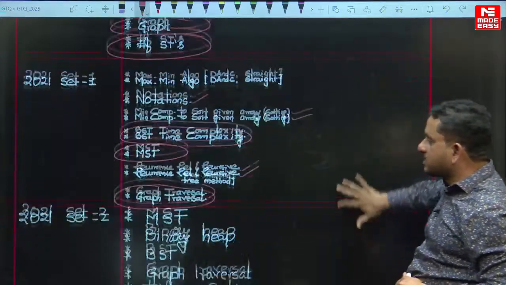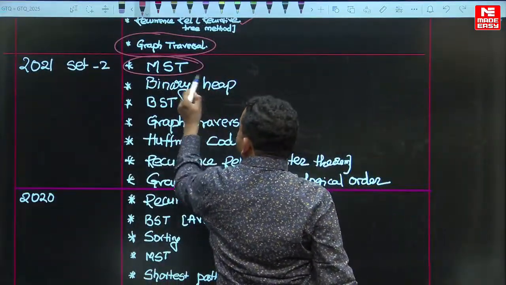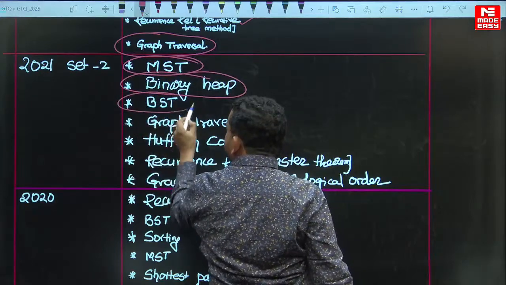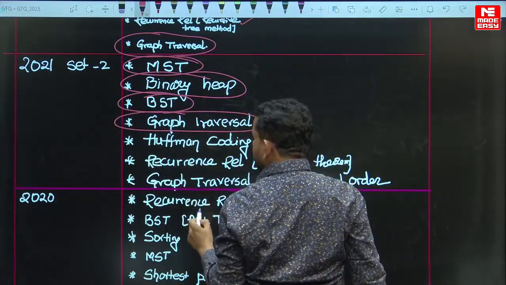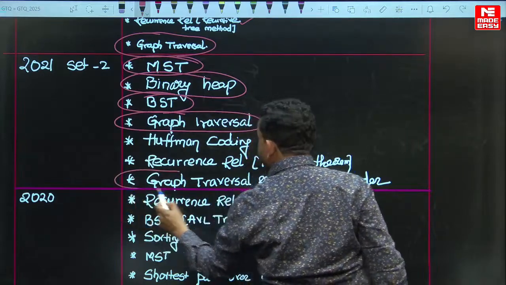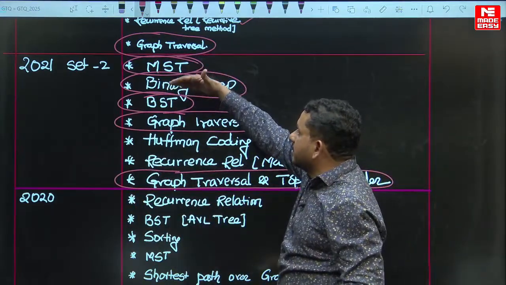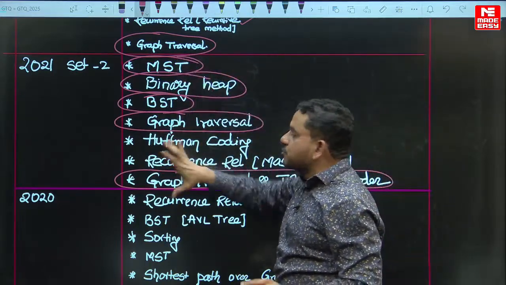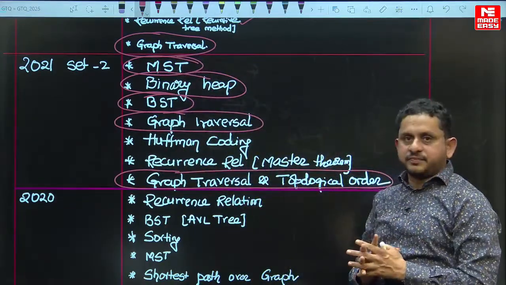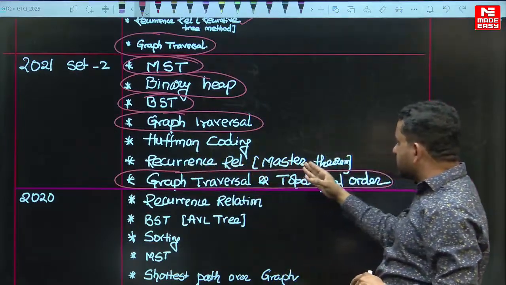Next, in 2021 again an MST question and binary heap question and 1 question for BST time complexity. Graph traversal question, and graph traversal and topological ordering 1 question. Out of 7, 5 questions are from graphs and trees. Graph and trees, Huffman coding, reconciliation, master theorem.